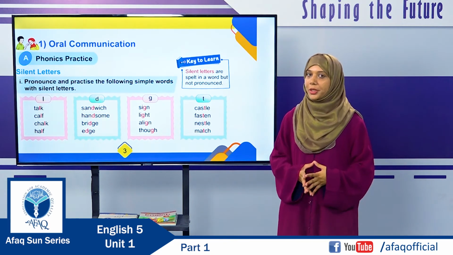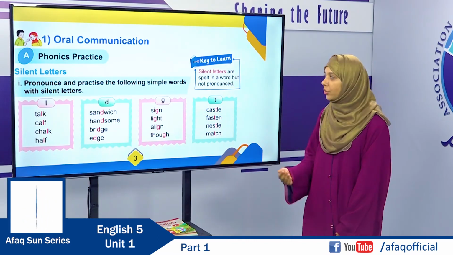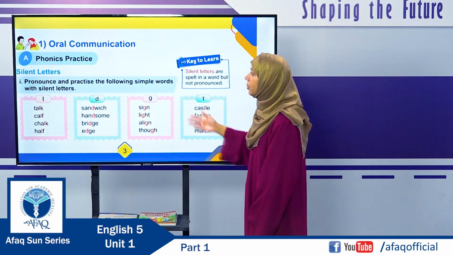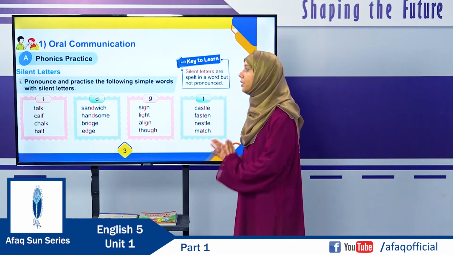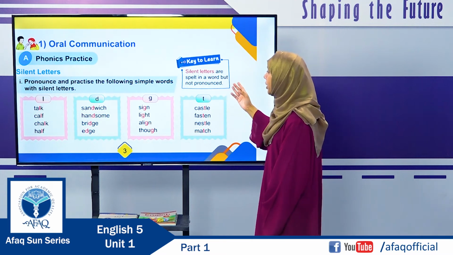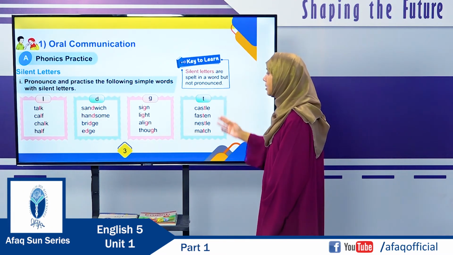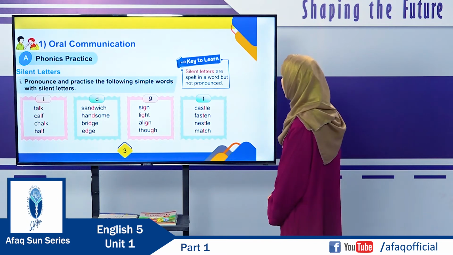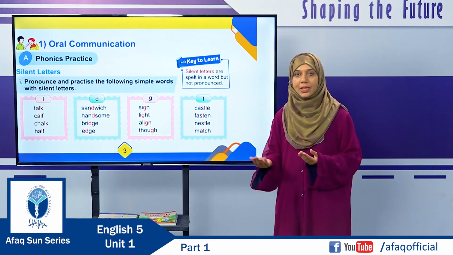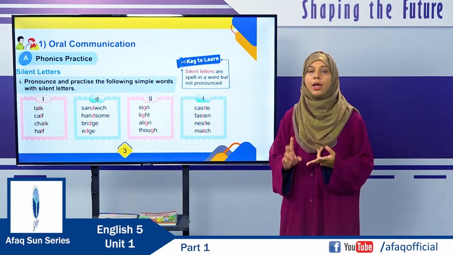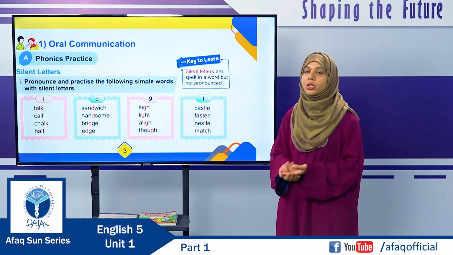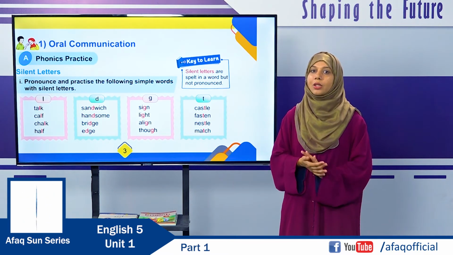So open page number 3 of your textbook. On page number 3, you will see an oral communication section. In this oral communication section, part A, there is phonics practice and we will learn about silent letters in this section. In Key to Learn, we have provided you a definition of silent letters. Let's read it together. Silent letters are spelled in a word but not pronounced. As we saw in the previous activity, G in sign and T in castle are spelled but they are not said. So G and T were silent letters in those words.